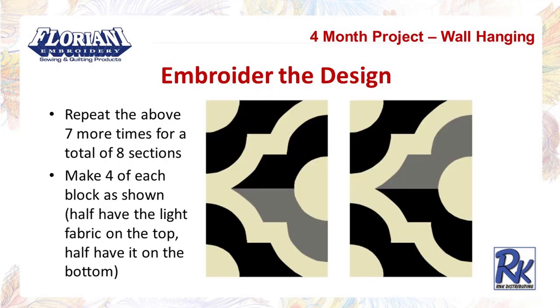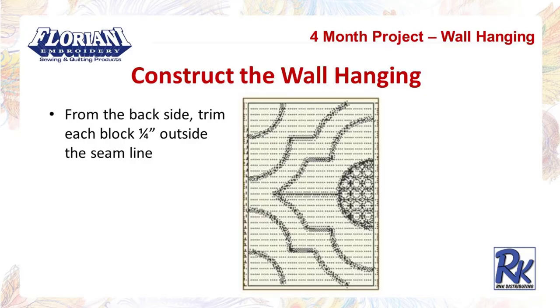So now you'll want to stitch 7 more blocks, just like the one we did, for a total of 8 sections. And you want to make 4 of each block as shown. Half have the light fabric on the top, and the other half have it on the bottom. Once you have all your blocks stitched out, you want to trim them from the back side, leaving a 1/4 inch seam allowance outside the seam line.